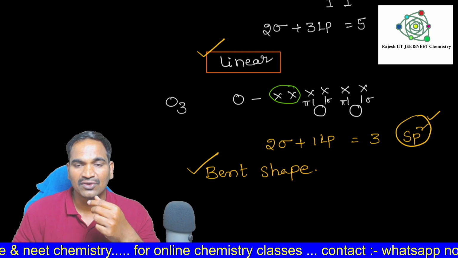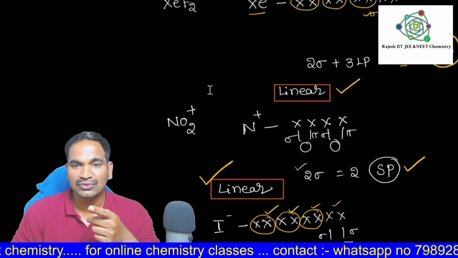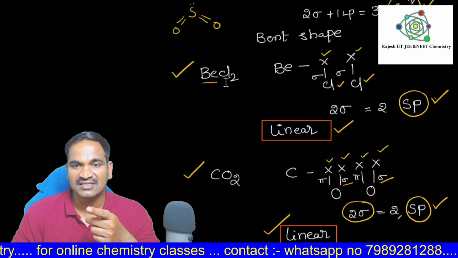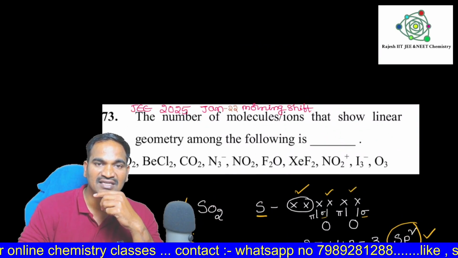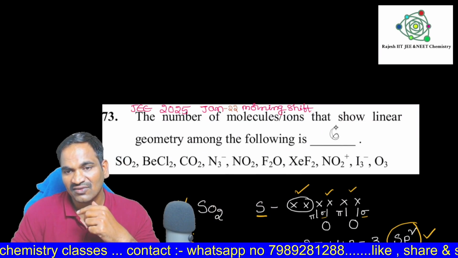So therefore, in total you check how many: 1, 2, 3 linear, 4, 5, 6. Total 6 linear molecules are there. So the answer for this question is 6. Is it clear what I am talking? Have you got it?